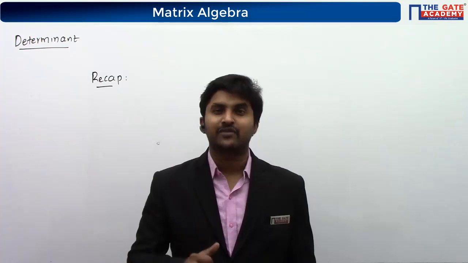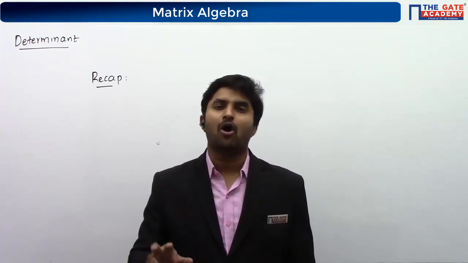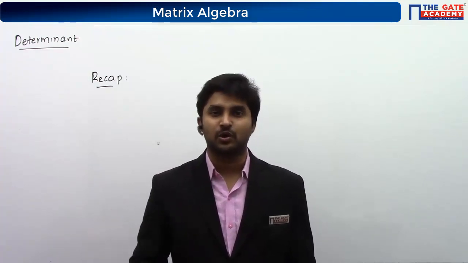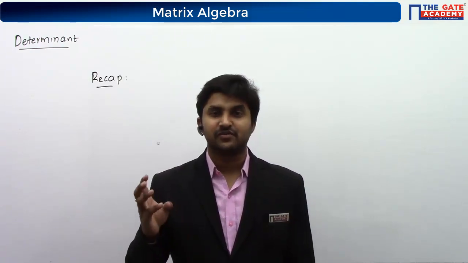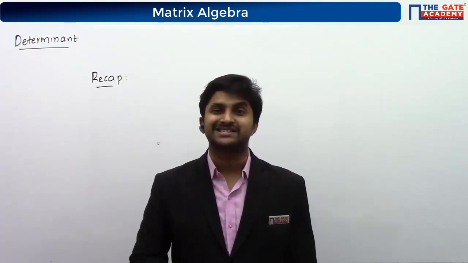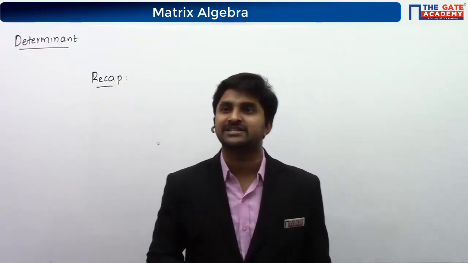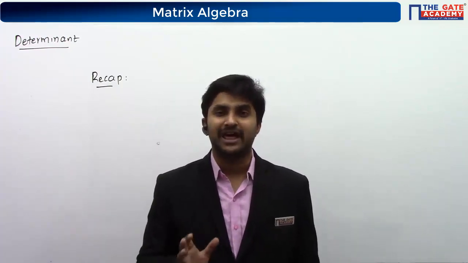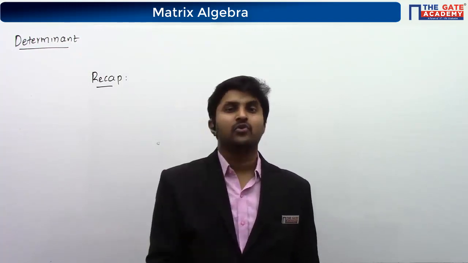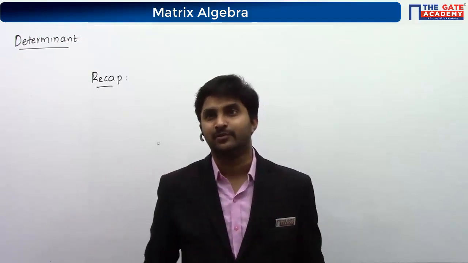Again, we have seen that when two rows or two columns are identical or proportional in nature, the determinant is going to be equal to 0. In the case of a triangular matrix or a diagonal matrix, the determinant is nothing but the multiplication of the principal diagonal elements. If any particular row or column is an addition of two numbers, then it can be separated into two different determinants.